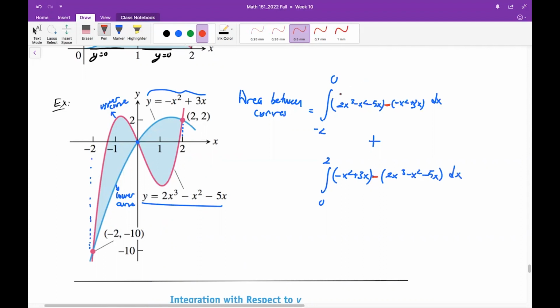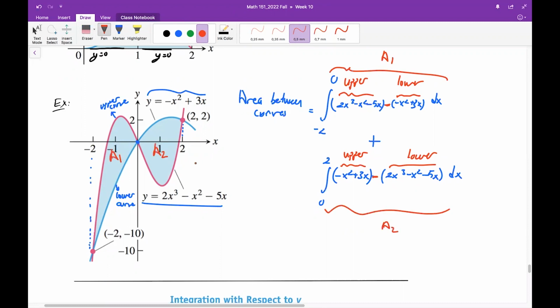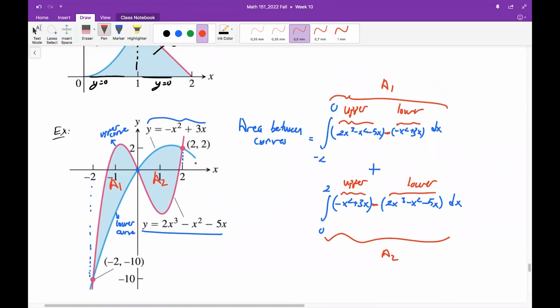You see, we always take the difference of the bigger curve and the smaller curve, upper and lower. Instead of writing bigger and smaller, I think it is better to write upper and lower. This is the upper curve, this is the lower curve, and then they switch places after the origin. So this integral gives you a1, where a1 is here, and this integral gives you a2, where a2 is the right part.